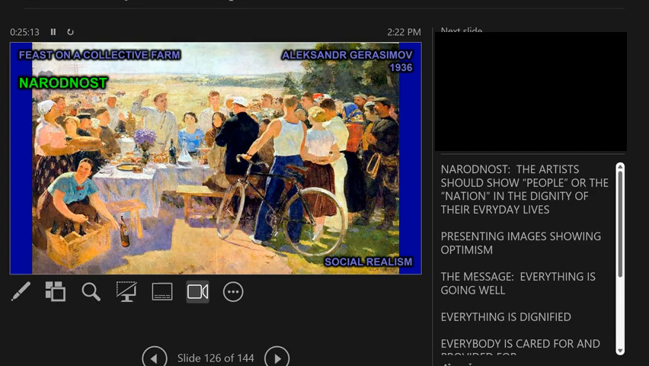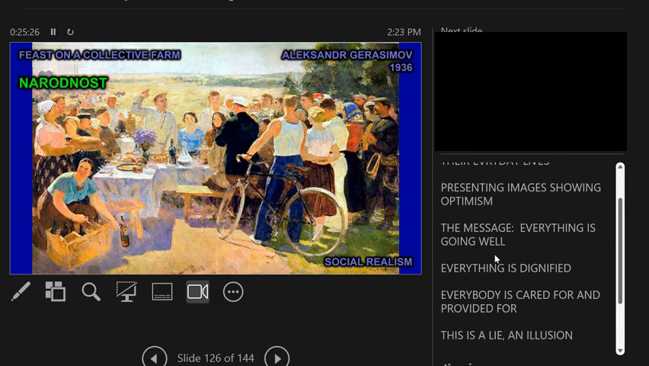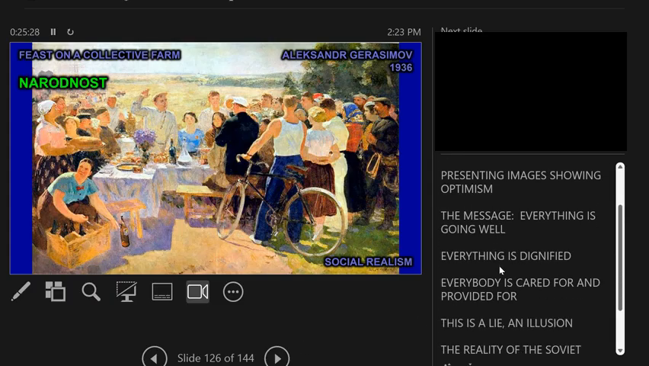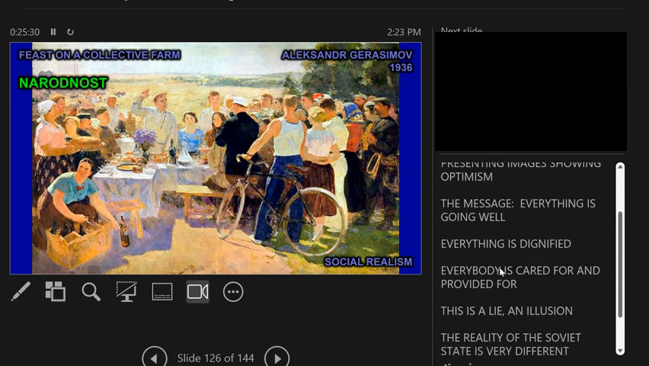Everybody's brought something to eat. We're going to have a great time. It's going to be great food. And what a beautiful day it is. And everybody's so healthy looking and smiling. So everything is dignified. Everybody is cared for and provided for. That's the message that these paintings were supposed to show.